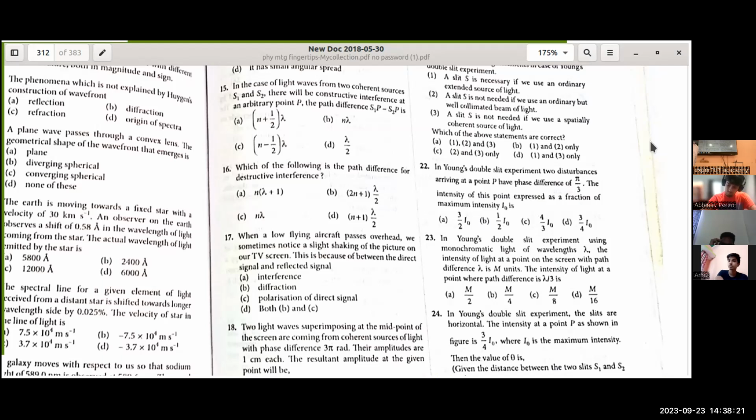Can you repeat it once? Yeah, see, how much is phi here? Phi is how much? Pi by 3. Yes, and what is the formula? When both sources are of equal intensity, the resultant intensity is 4 I naught cos square phi by 2. So the value of phi by 2 is pi by 6. Cos pi by 6 is root 3 by 2. Square of that is 3 by 4. Okay, got it.